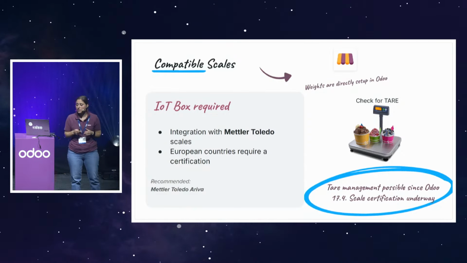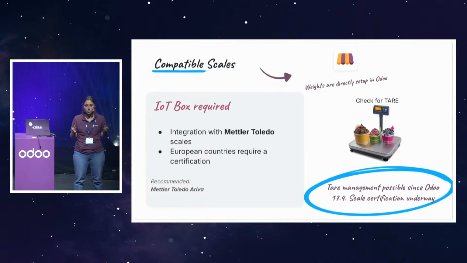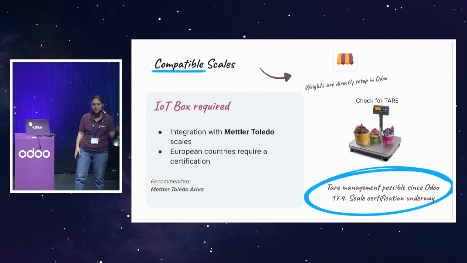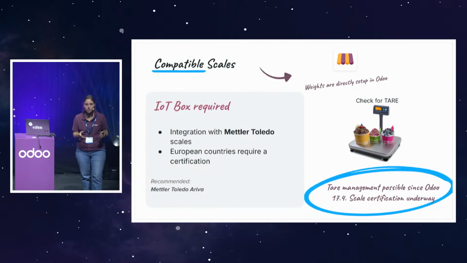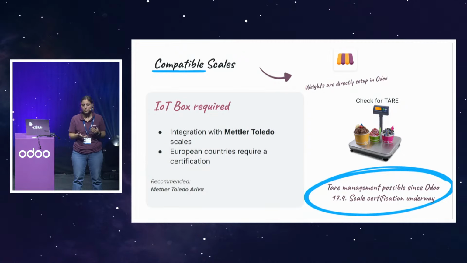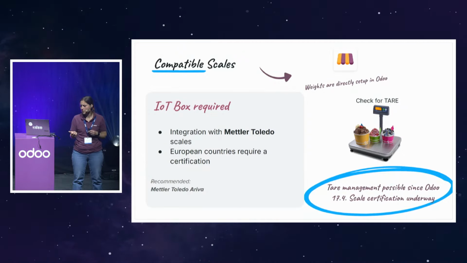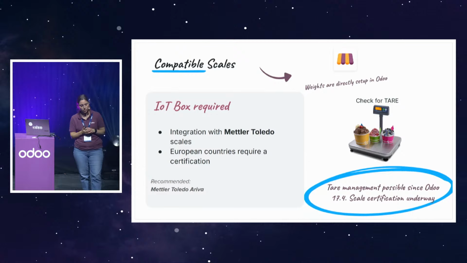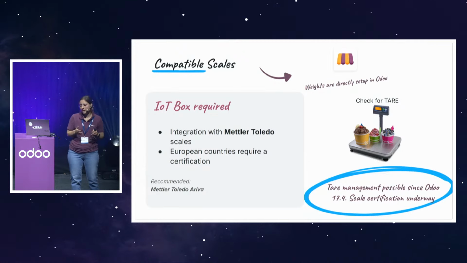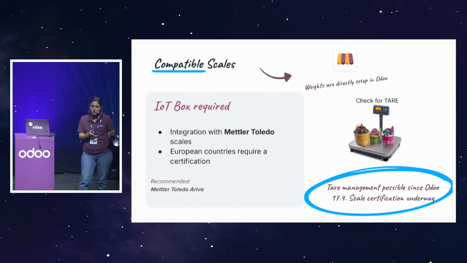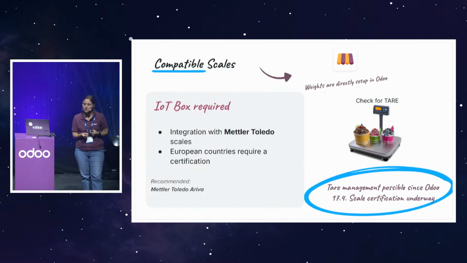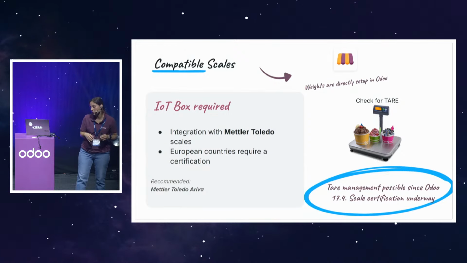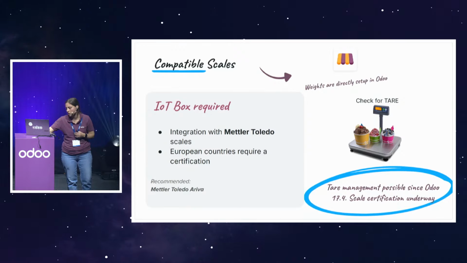Now, what is this integration going to do? When you weigh your products on the scales, the weights are directly going to be available in the POS of Odoo, so the cashier doesn't need to do any manual encoding. Since 17.4, what's very interesting to note is that tare management is available, so you can also use that. You should also know that some European countries actually need a scale certification. We're not yet there, but it's underway, and we're making sure that we get there.